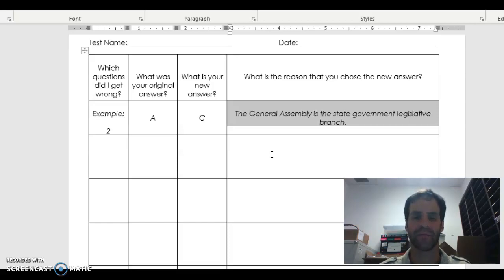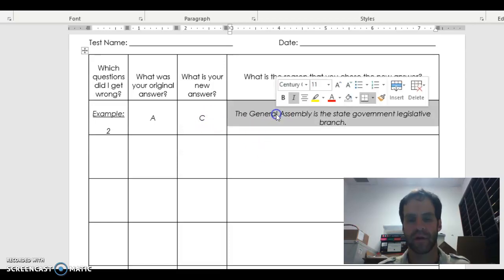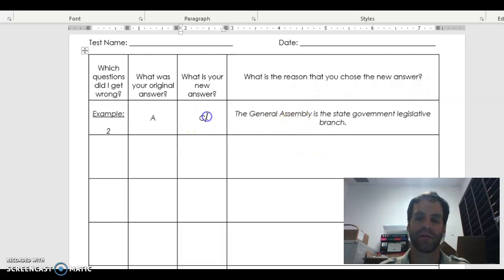You can't just say, because I got it wrong the first time, so I know it's C, or I just made a mistake and I accidentally put A, but I know the answer is C. You need to explain why you think this is the correct answer. If you don't have an explanation in here, or the explanation is just too weak and doesn't really make sense, then I'm most likely not going to give you credit for that question. So take your time and make sure you get these correct. If you still want to do a retake, we can talk about it.